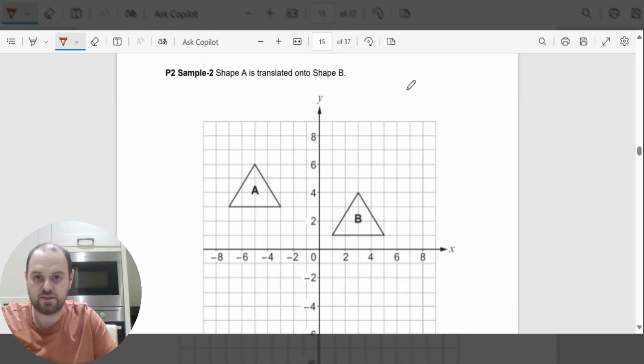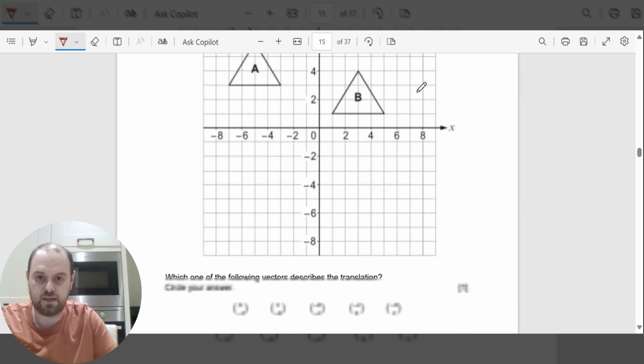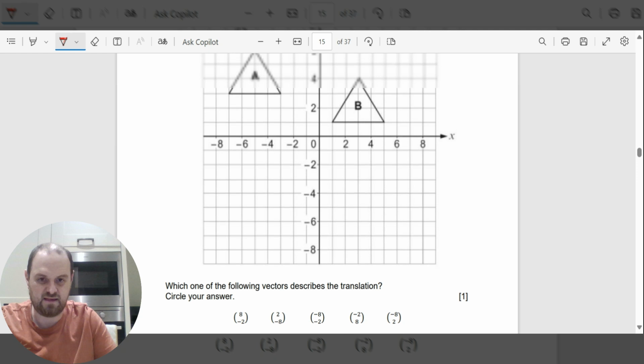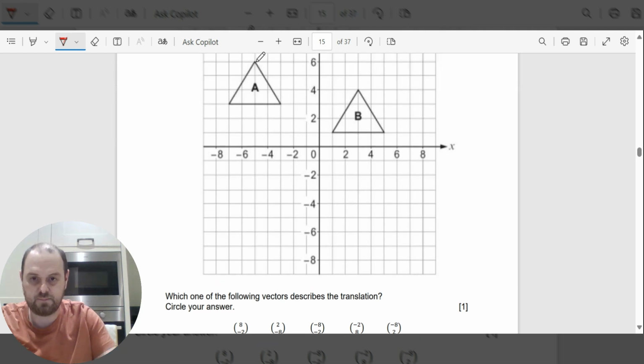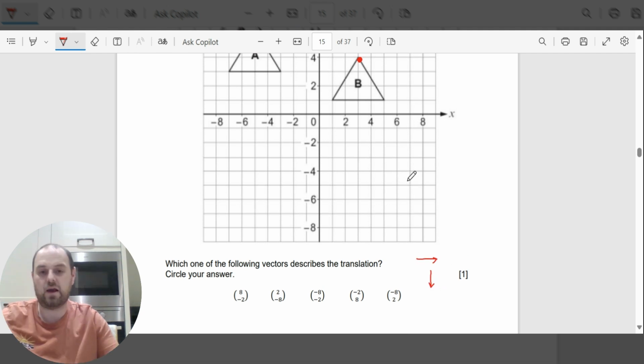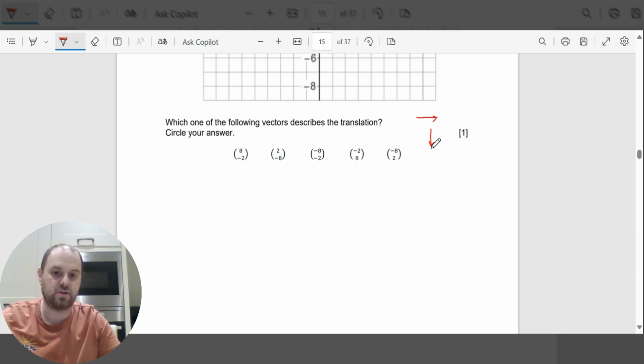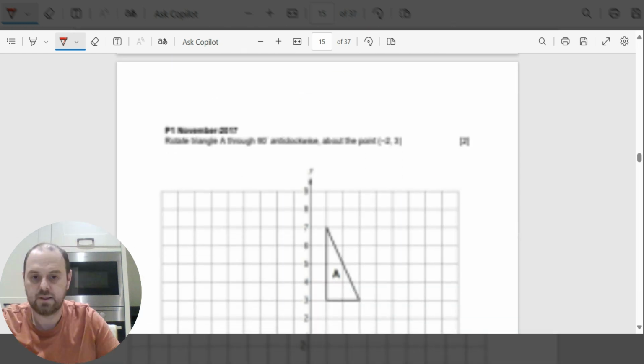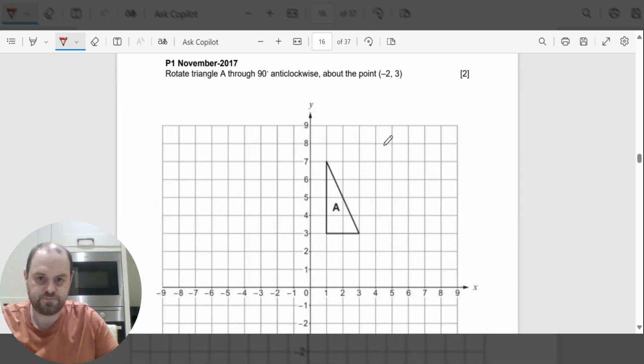Alternatively, shape A is translated onto shape B. Which one of these is it, right? So pick a point and go, well, how do I get there? Well, to go from A to B, it's 1, 2, 3, 4, 5, etc., etc. So how many across, how many down, and try and find the numbers there that tie in with right and down with the correct numbers as well. Okay? Okay. Then we're on to our second one, rotate.